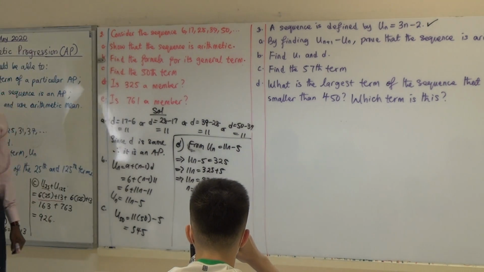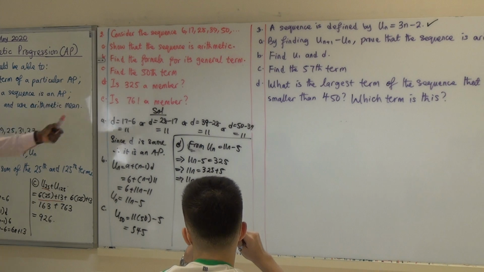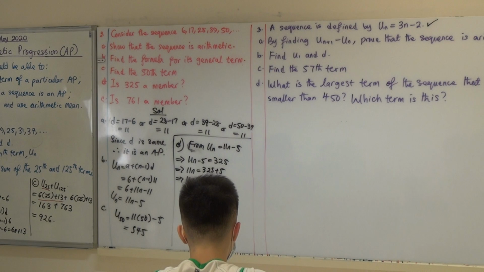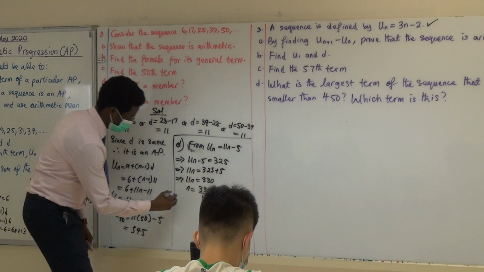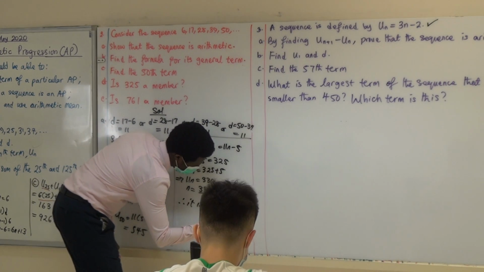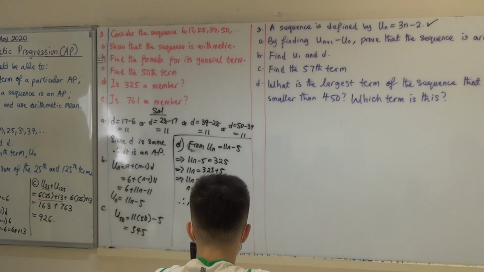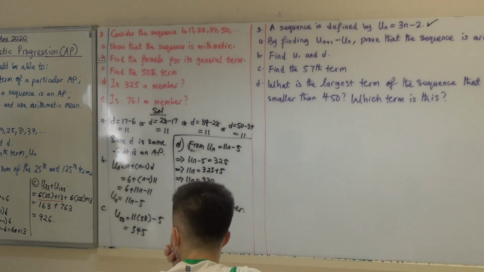So does that make it a member? Yes. Therefore, it is a member. In fact, it is the 30th term. You don't need to put the in fact part. It's just providing more information. It is a member because it got an integer. When you calculated the other one, was it a member? No. Did you get a fraction? Yes. Then that's why it is not a member.